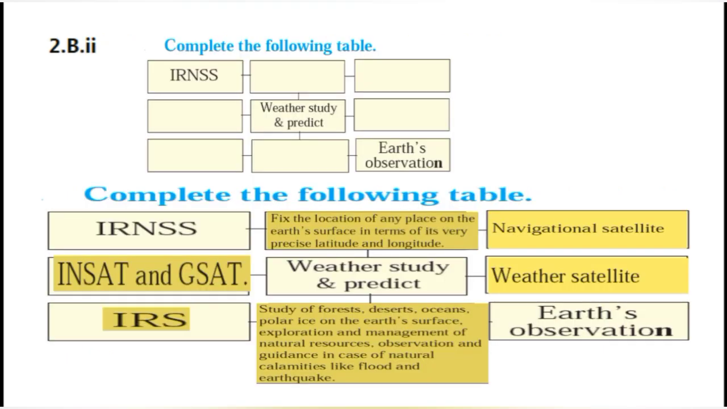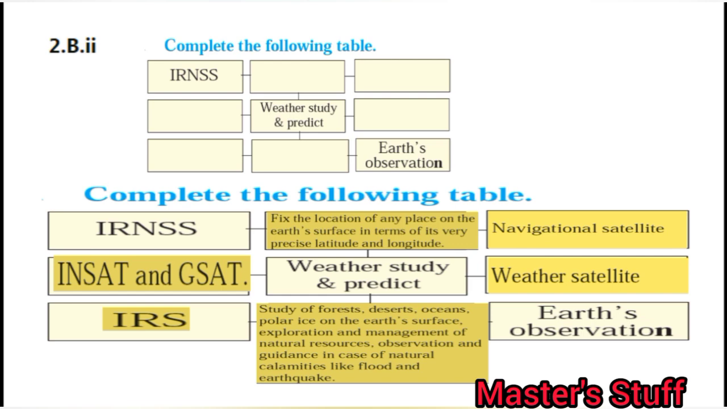Second sub question. Complete the following table. Here a table is given and 6 fill-ups are given. See here, first is IRNSS. It fixes the location of any place on the earth's surface in terms of its very precise latitude and longitude, and it is a navigational satellite.